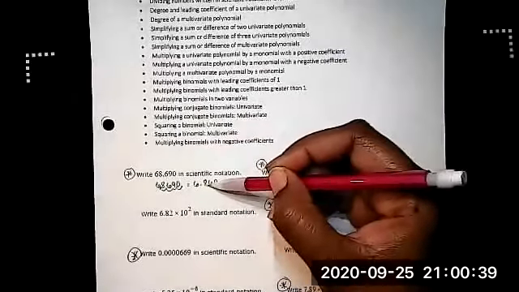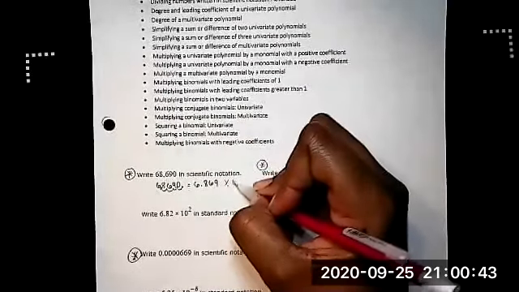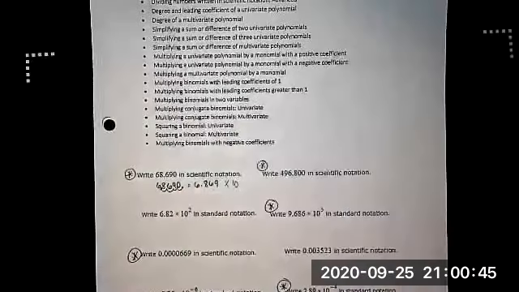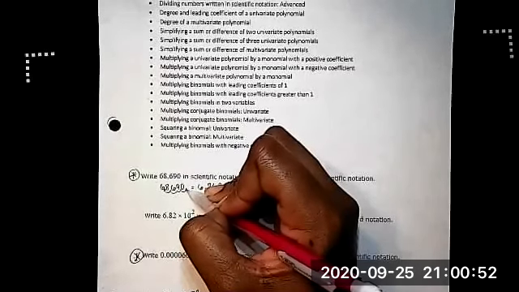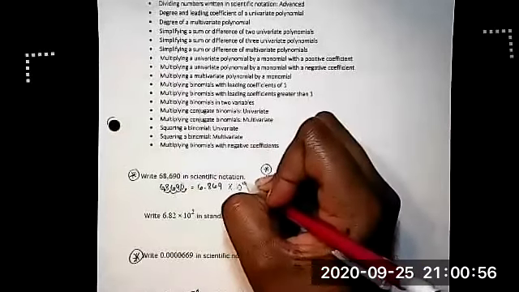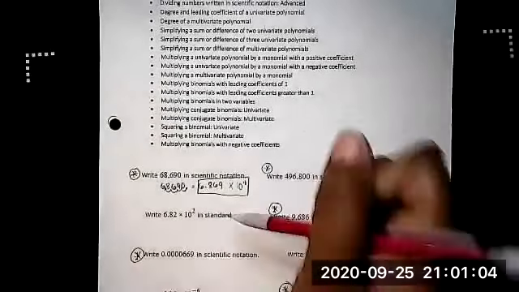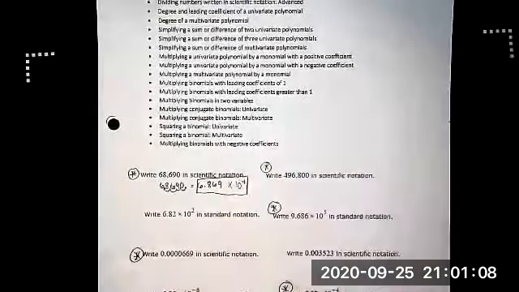But 6.869 times 10, and because this is a big number as opposed to a decimal, the exponent is going to be positive. We moved the decimal point 1, 2, 3, 4 places, so it'll be to the positive 4 power. However many times you move the decimal place, that's what the exponent is going to be. If you're moving it from a decimal, then it's going to be a negative exponent.